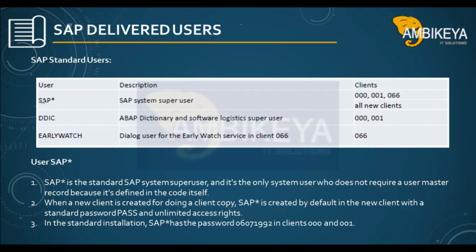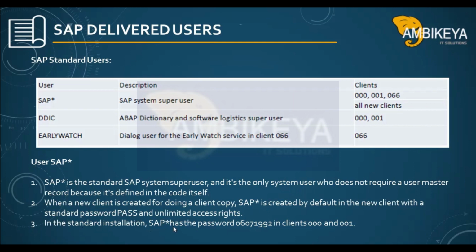So initially we log in with the SAP* user. With SAP*, no authorization check will work because it's a hard-coded user. Whatever access it has is hard coded, so it's not subject to an authorization check. Whatever you want to perform, you can perform. The initial password is used for this.